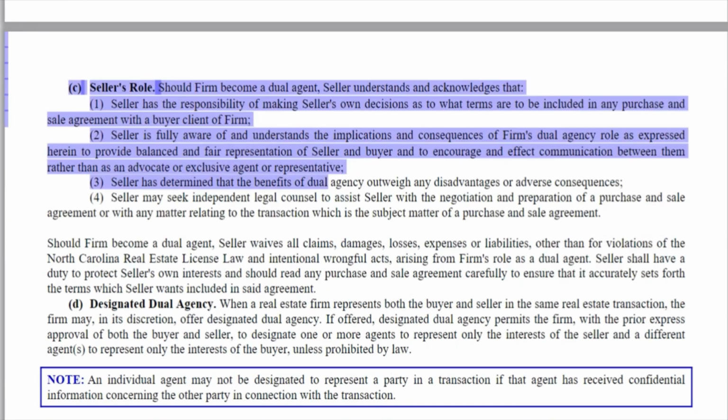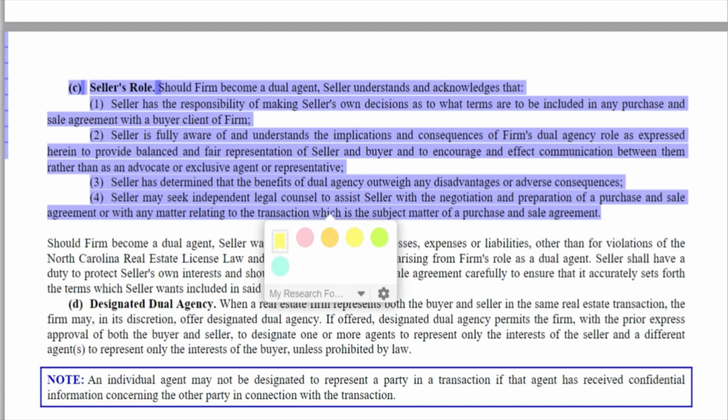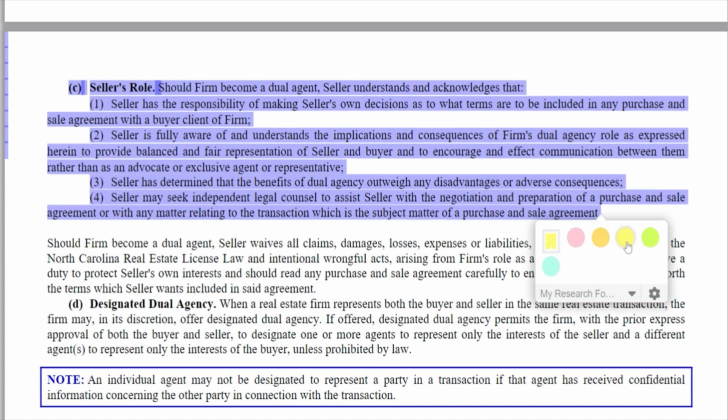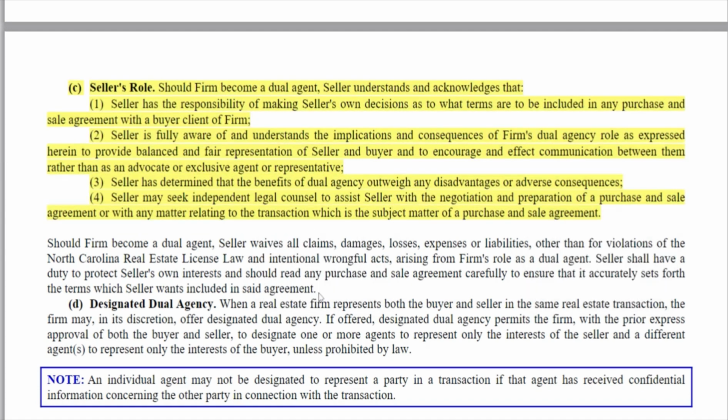So we're at C. Seller's role. Should the firm become a dual agent, the seller understands and acknowledges, number one, that the seller has the responsibility of making seller's own decision as to what terms are to be included in any purchase and sale agreement with a buyer, client, or firm.